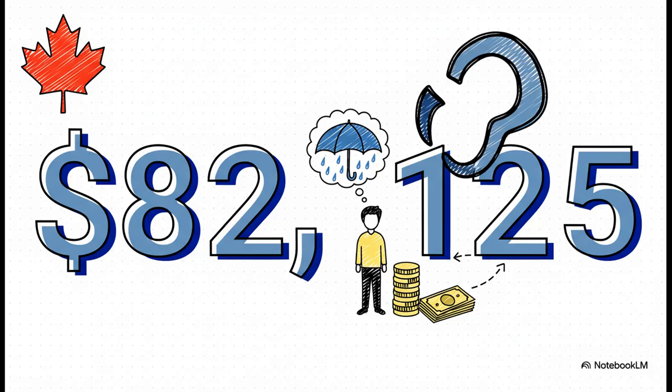If someone receives EI during the year but also has a high net income, specifically over $82,125 for 2025, they might be required to repay a portion of those EI benefits. This mechanism is there to ensure the program remains targeted at those who have suffered the most significant loss of income.